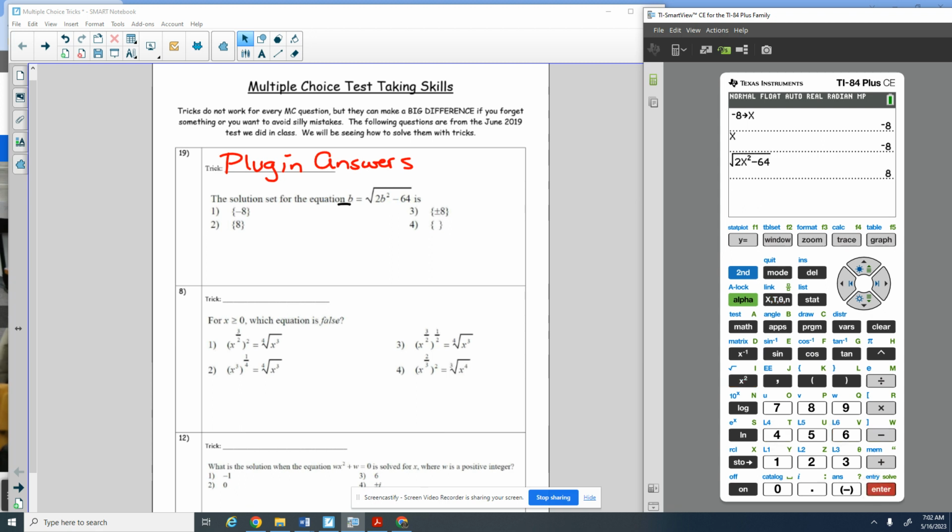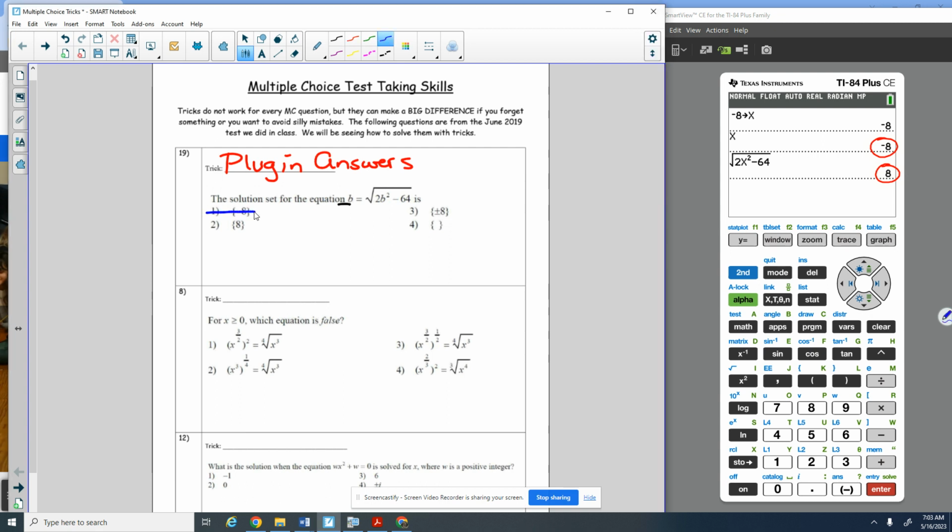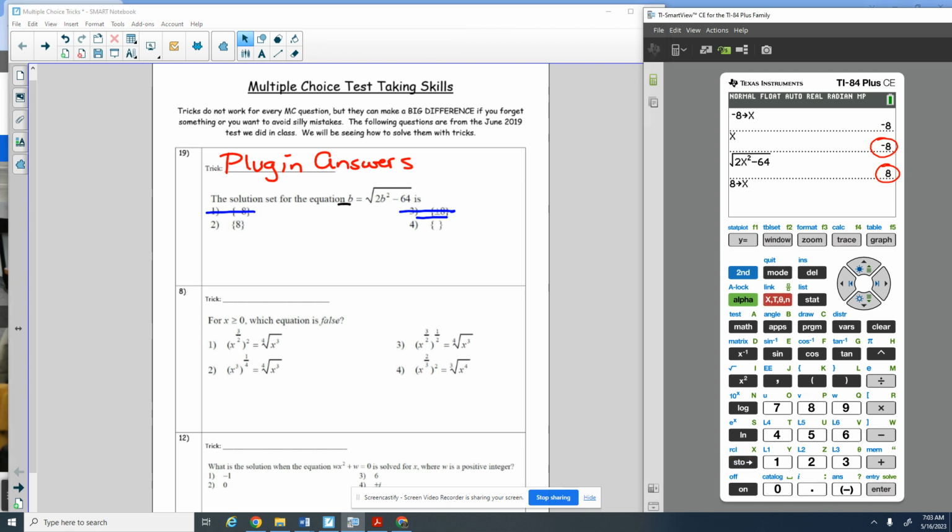So here, when I look at my answer choices, I get that -8 and 8 are the two sides of the equation. Those aren't equal, so that is not one of my answers. So I'm going to cross this out. This has plus or minus 8 in it, so I'm also going to cross it out because I know -8 doesn't work. So I've really gotten rid of two answers at once. Now the only thing we have left to do is see if the 8 works.